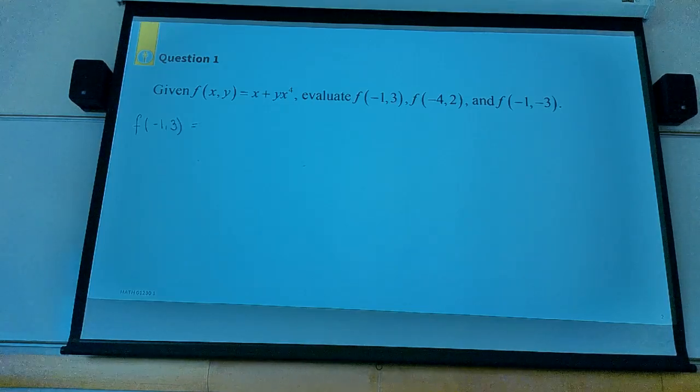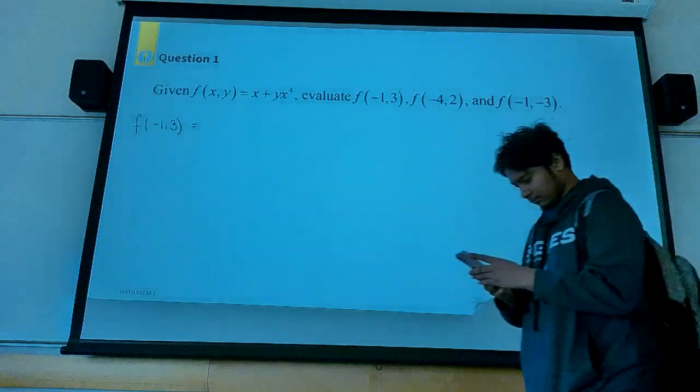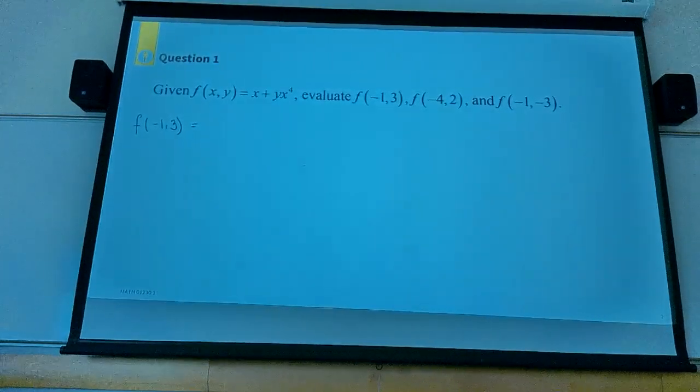Evaluating f of -1, 3. Notice in the definition, f of x comma y, the first term in the ordered pair is x, the second term is y. Replace x with -1, replace y with 3. F of -1, 3 would be 2.